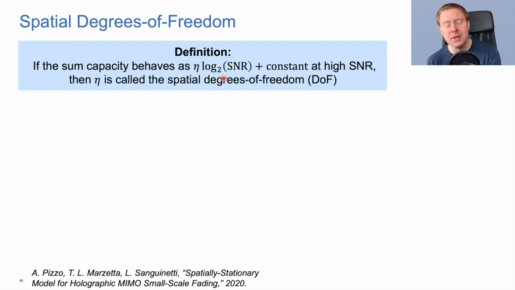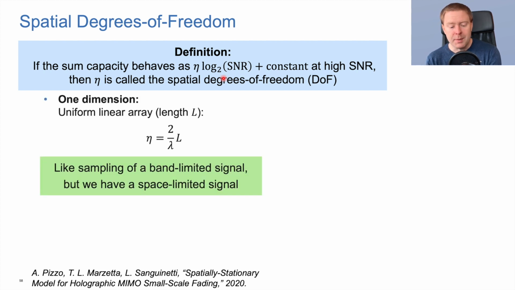So how large is that number eta? Well, that can be characterized, and there is a good paper, Spatial Stationary Model for Holographic MIMO Small-Scale Fading, that is characterizing this in the ideal cases with a lot of fading, a lot of scattering. If you have a one-dimensional array, a uniform linear array of length L, then what we will get is eta is equal to the length multiplied with 2 over lambda.